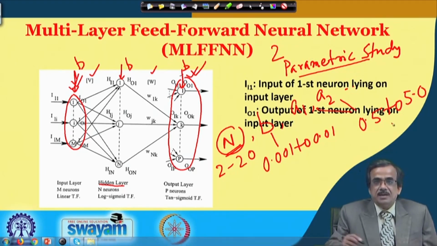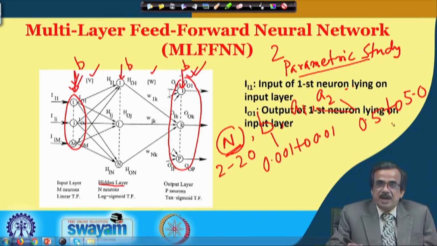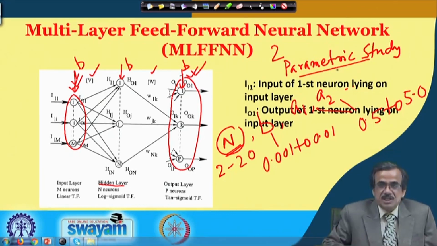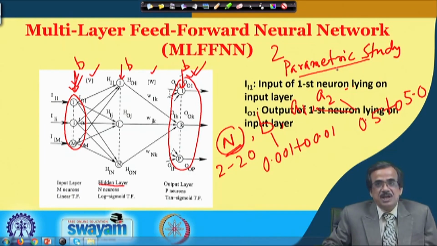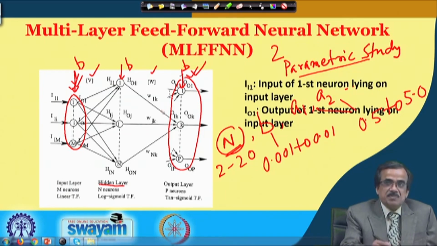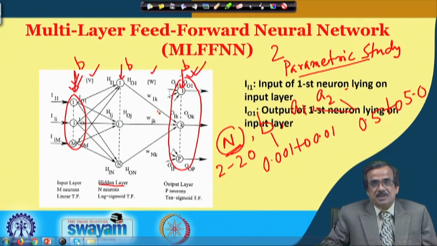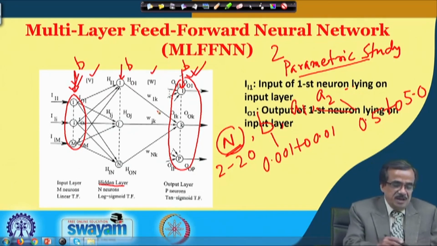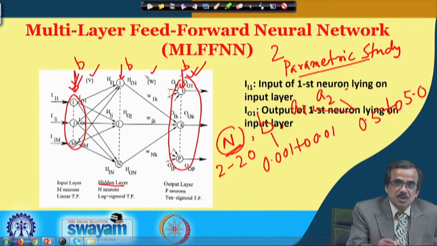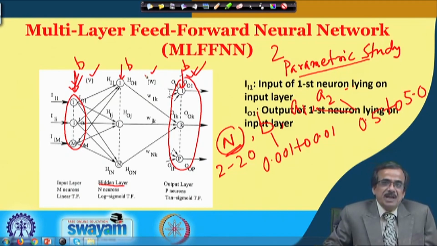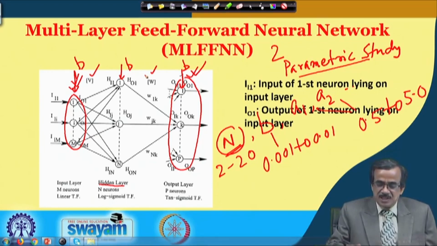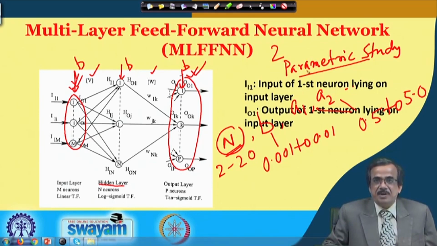Now, once we have decided these ranges for the parameters, we are in a position to start the parametric study, and the purpose of the parametric study is to decide what should be the topology of this network and what should be the other parameters. And let me repeat that these connecting weight values are generated in the normalized scale using the random number generator. Now, let us see how to carry out this parametric study.